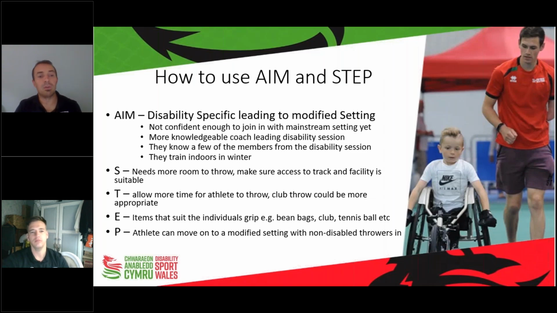Stepwise, they may need more room to throw. So we've looked at the space and think, yeah, they may need a bigger area to throw in, because at the moment that's best for that individual. Make sure that access to the track and facility is suitable. When they turn up, are there disability parking spaces? One of my pet hates is when people park in those who don't have a disability badge or an impairment, just because it's nearer the door. So think, have you got any say over who parks in those spaces?